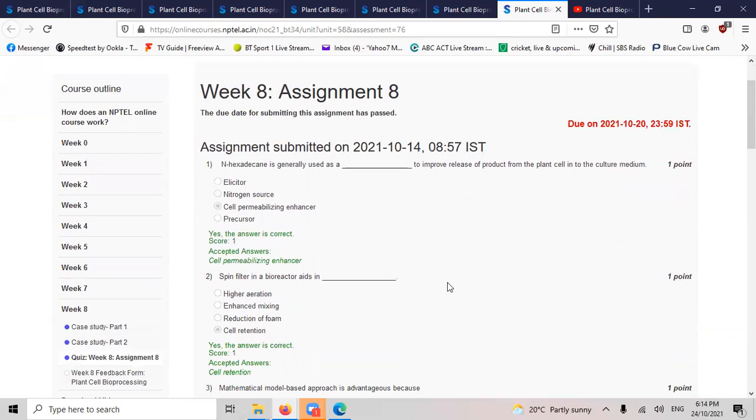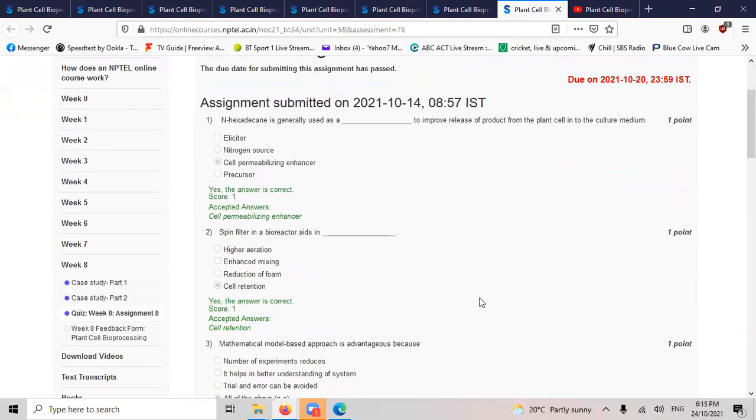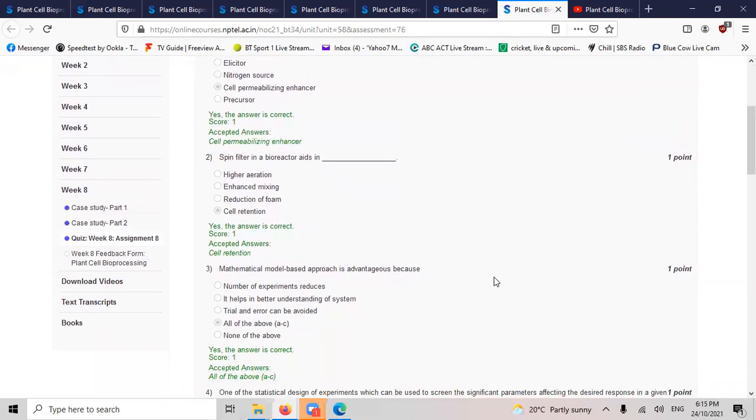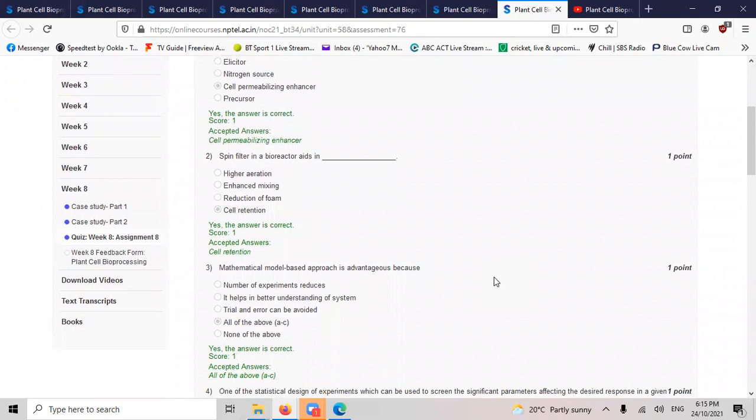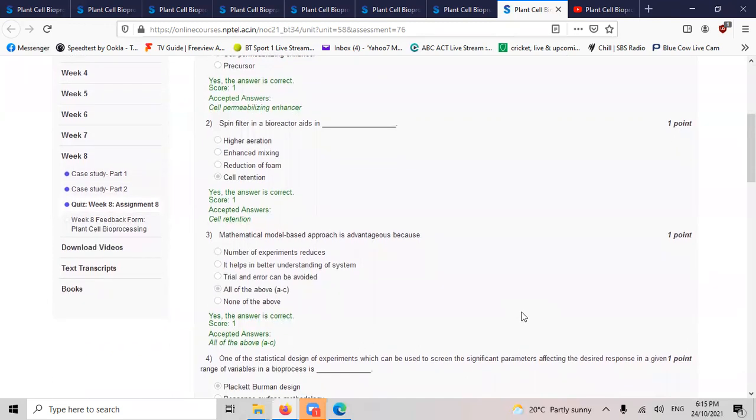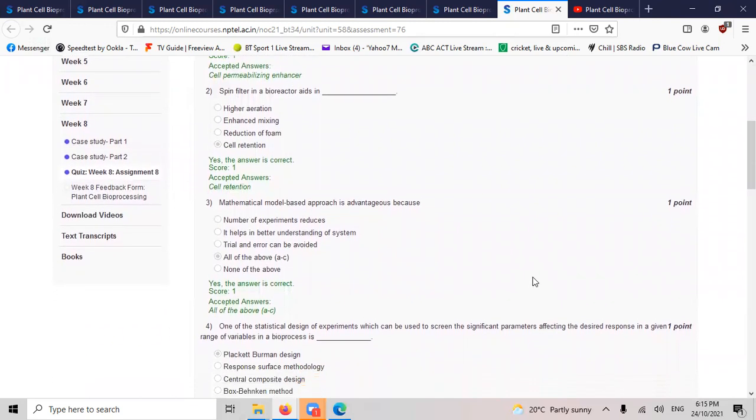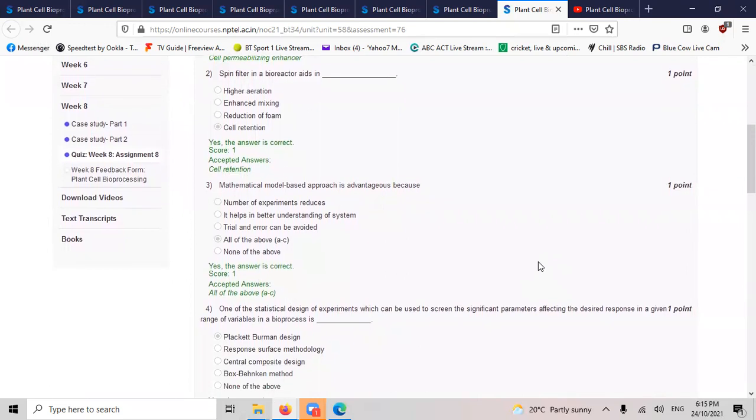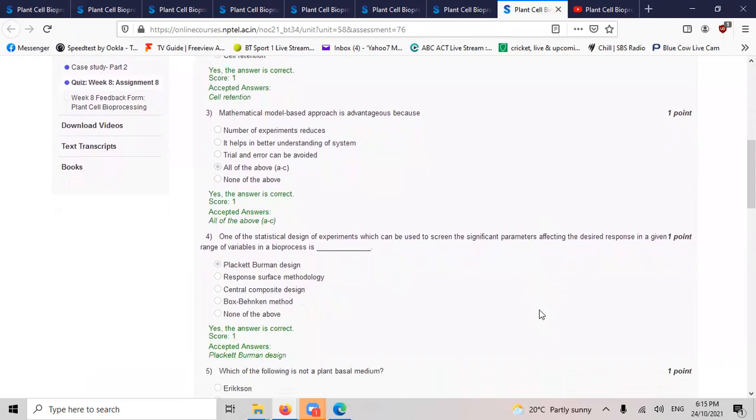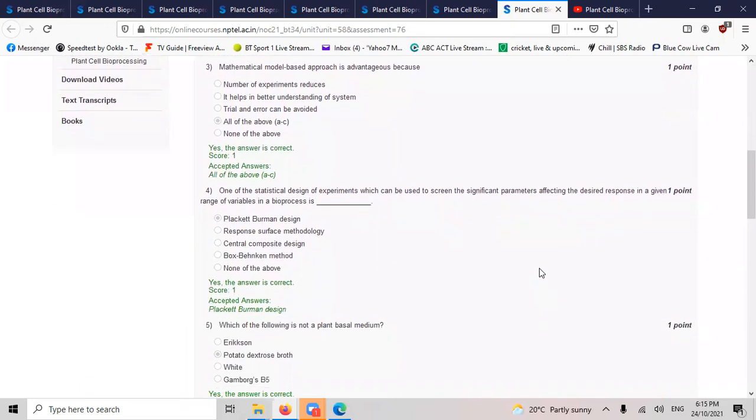Mathematical based model approach is advantageous because of many things, all of them. One of the statistical designs in experiments, which is used to screen significant parameters affecting design response, is given in variables with the processes whose processes are Plackett-Burman. Which of the following is not a base or medium? Potato dextrose.